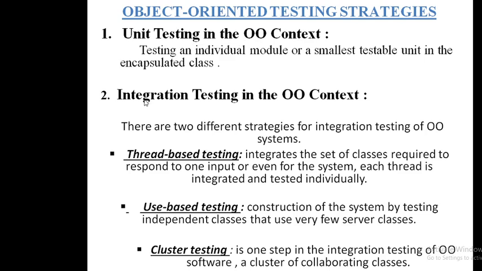Then the second point in object-oriented testing strategies is integration testing in the object-oriented context. In integration testing, we already know we combine 2 or 3 units. After those units are combined, the testing we conduct on them comes under integration testing. In integration testing in object-oriented context, we have 2 different strategies: one, thread-based testing, and second, use-based testing.